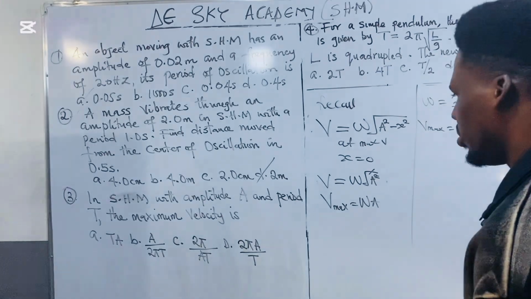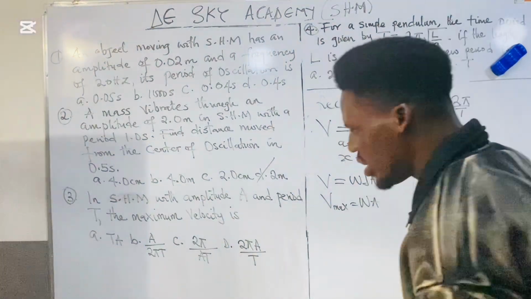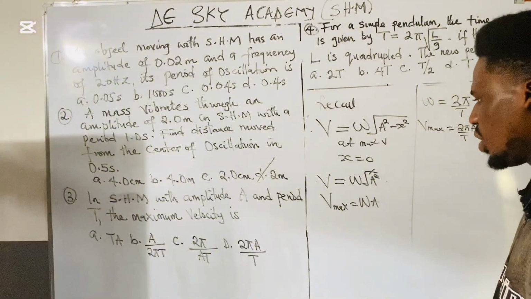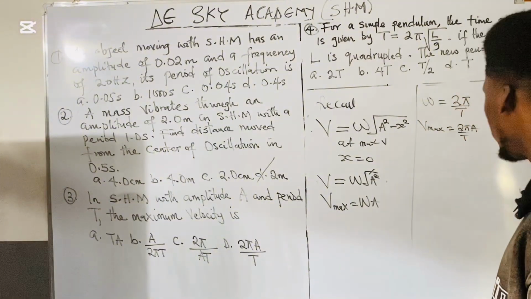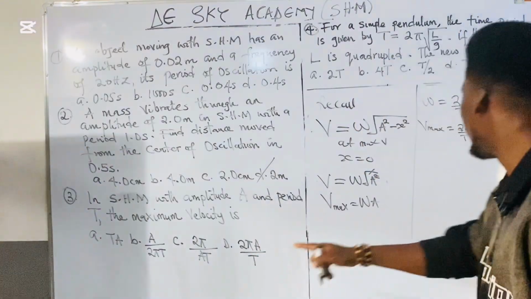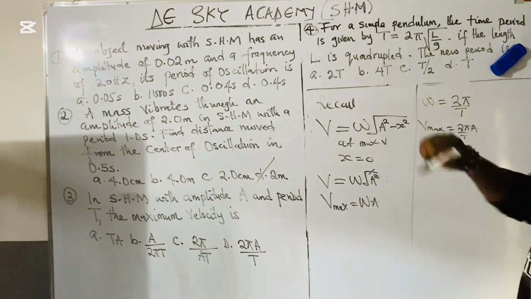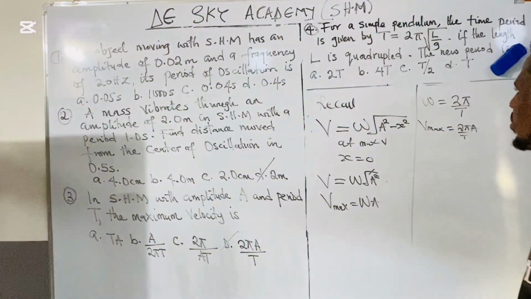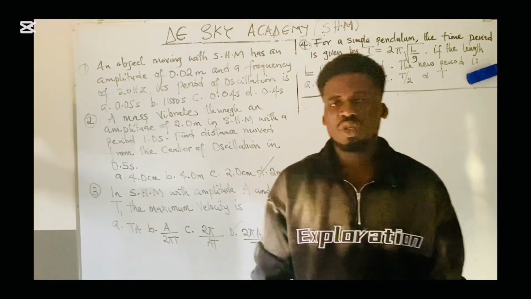Do we have anything like that in the options? Option A, TA. Option B, A over T, no. Option C, 2 pi over AT, no. Option D, 2 pi A over T. So the correct answer is option what? D.